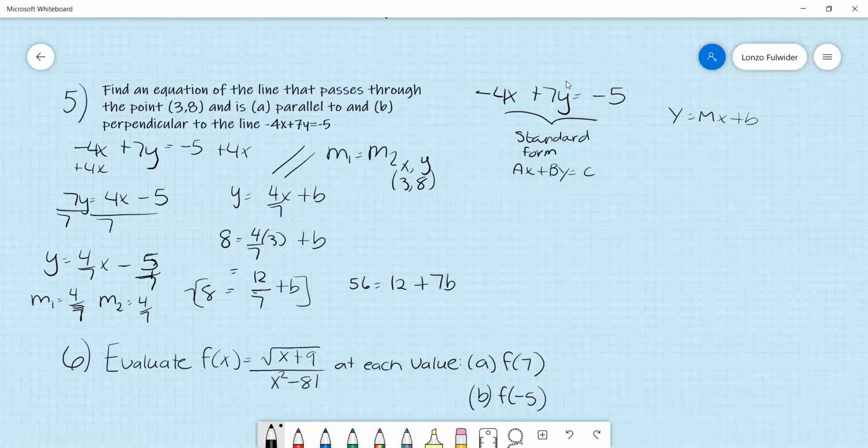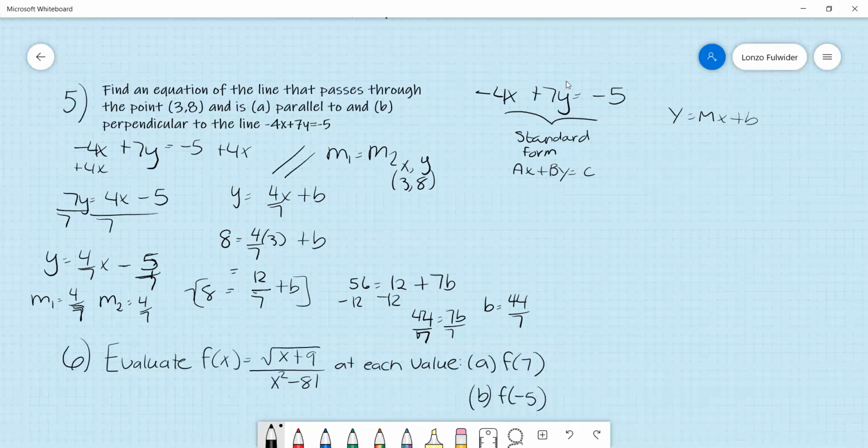Now this might be simpler, so subtract the 12 from both sides. So 56 minus 12 is 44 equals 7b, and then you divide everything by 7. And you get b equals 44 over 7. And that cannot be reduced, right?